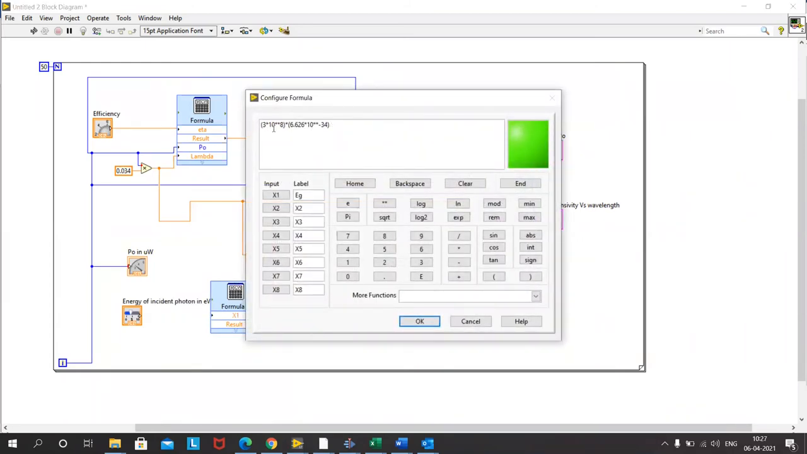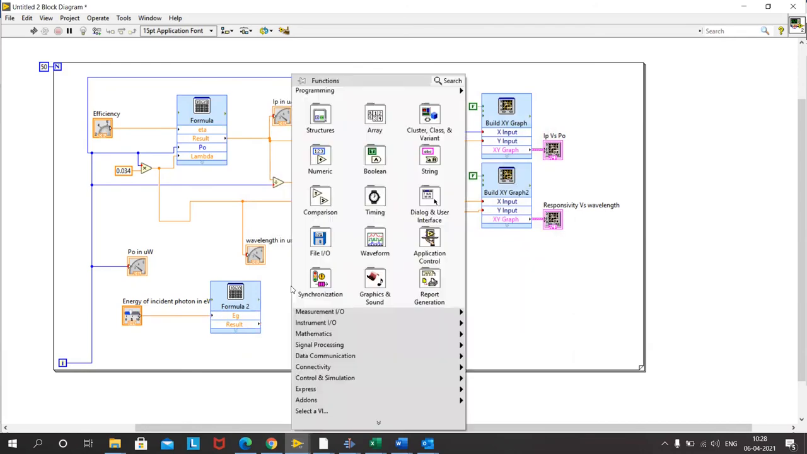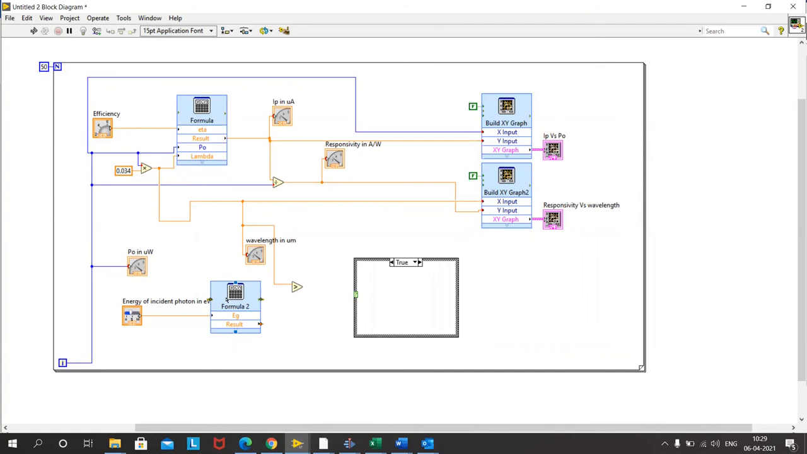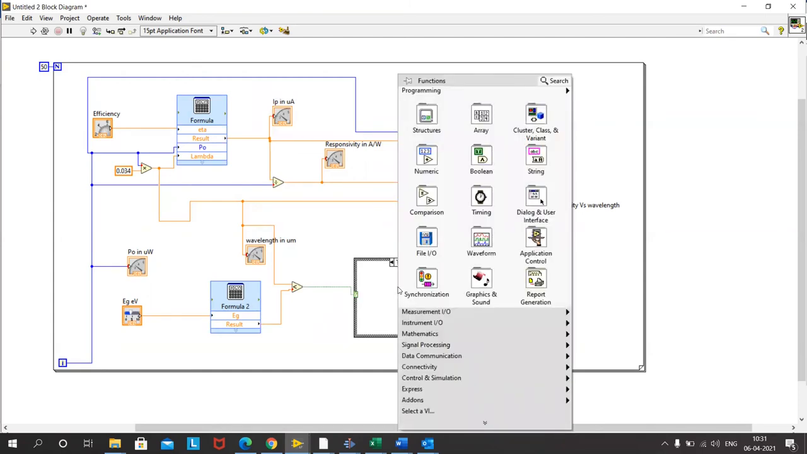Now we can calculate the wavelength using the formula HC by EG. Since EG is in electron volts, we need to multiply by 1.6 into 10 to the power of minus 19. Now we'll connect our EG. Then we can use a comparison. The wavelength of the incident photon should be less than the wavelength corresponding to the band gap of the semiconductor used; only then will we see the response. Otherwise, the semiconductor will be transparent. If this is true, we'll use a multiplier.